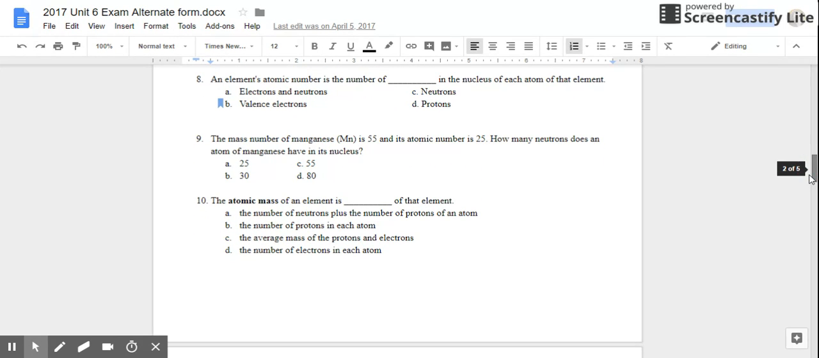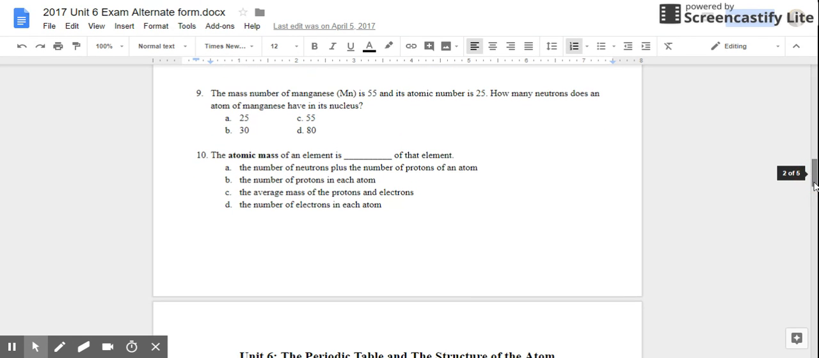Question 8. An element's atomic number is the number of blank in the nucleus of each atom of that element. A, electrons and neutrons; B, valence electrons; C, neutrons; D, protons. Question 9. The mass of manganese is 55 and its atomic number is 25. How many neutrons does an atom of manganese have in its nucleus? A, 25; B, 30; C, 55; D, 80.